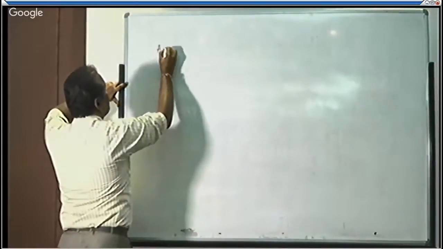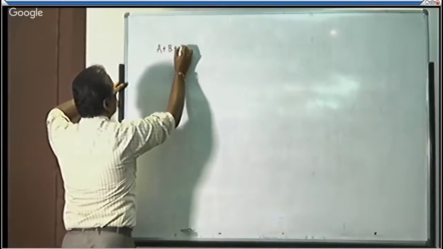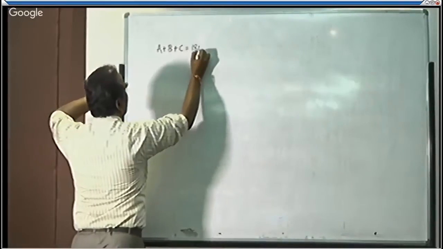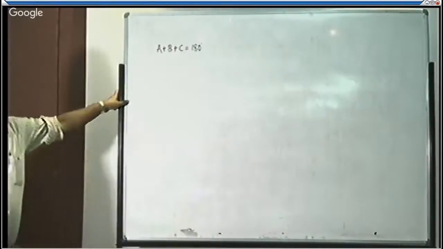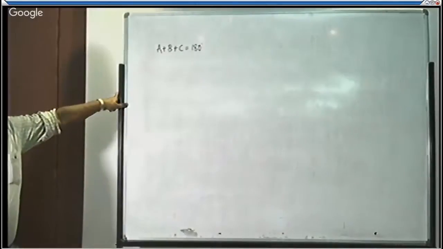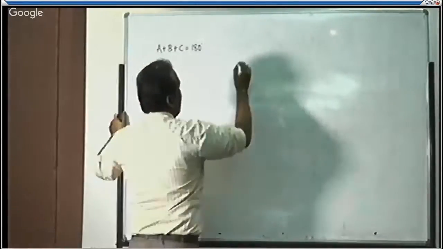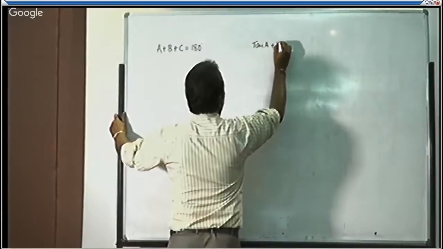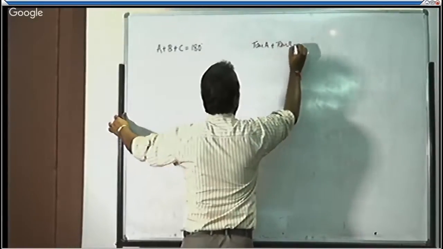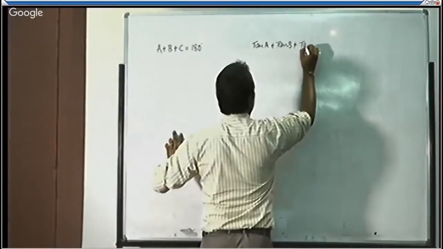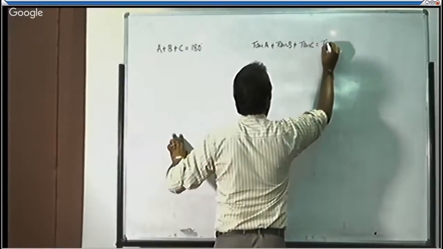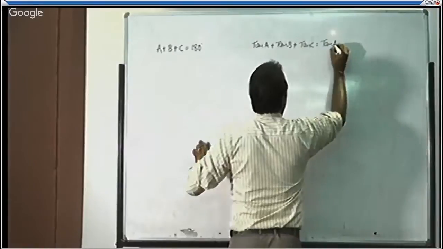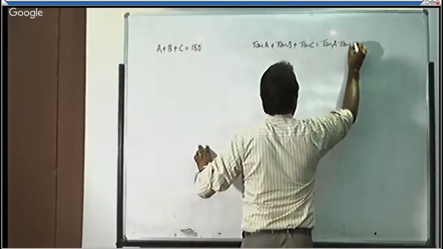So next problem: if A plus B plus C is equal to 180 degrees, then prove that tan A plus tan B plus tan C is equal to tan A into tan B into tan C.